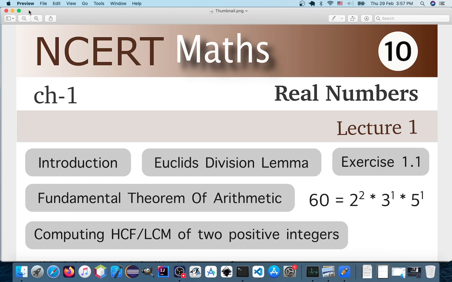In this video, I'm starting chapter 1 of Mathematics 10 of the NCERT book, that is the real numbers. This is lecture number 1. In this lecture, I will cover the introduction part, Euclid's division lemma, the fundamental theorem of arithmetic, and how to compute HCF and LCM of two positive integers using the fundamental theorem of arithmetic and Euclid's division lemma. Also, I will try to solve all the problems of exercise 1.1. So let's get started with this video.